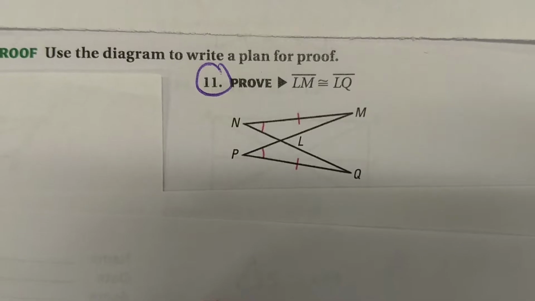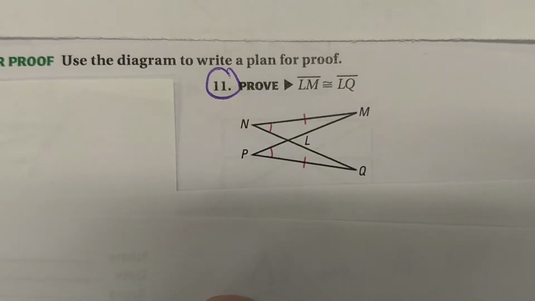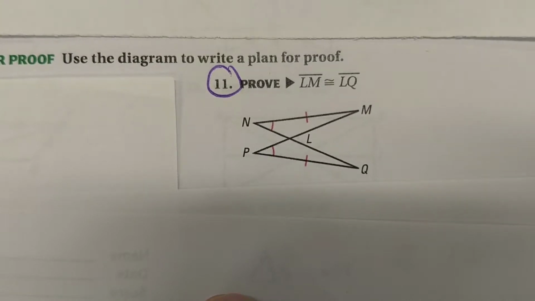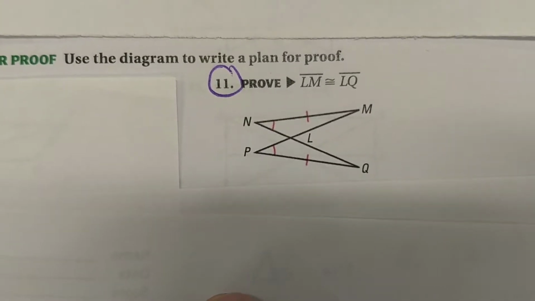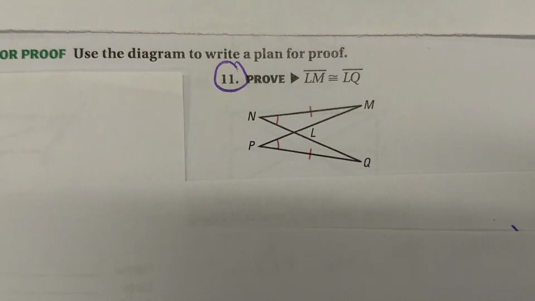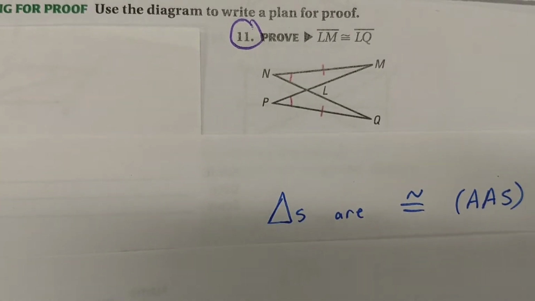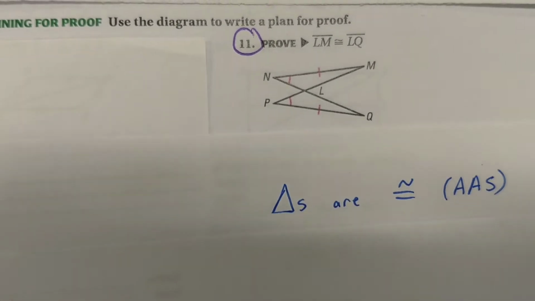So to think through what might allow us to get there, if we could prove those two triangles are congruent, then every part of those triangles must also be congruent, which would include LM being congruent to LQ. So that'd be my first step. I would want to say that the two triangles are indeed congruent. And in this case, I could do that.